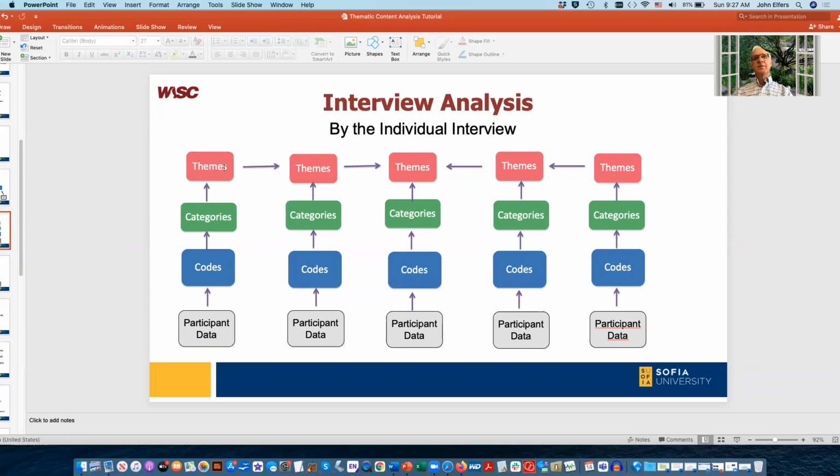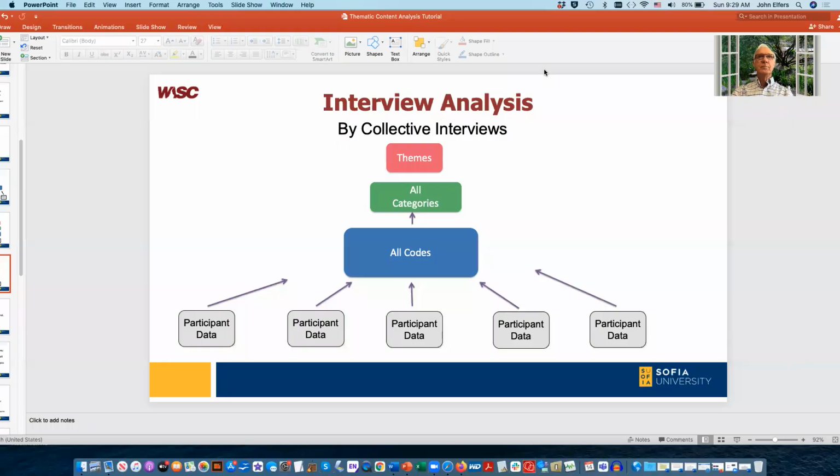Then at the end, I have all these themes from all the different interviews, and now I want to bring them together to get a sense of the whole. And here with the various themes, I'm looking at what is common across all my participants, as well as what also might be unique to those participants.